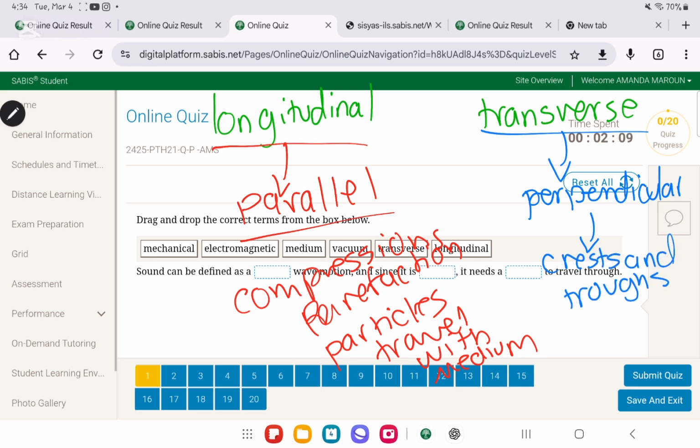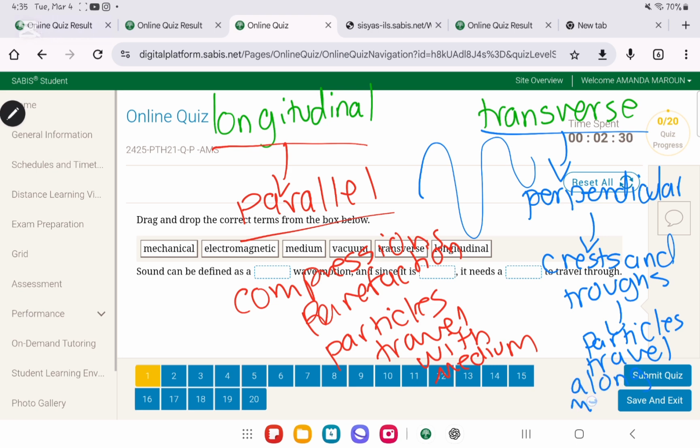Alright, so it has peaks and troughs. It will look like this. It looks like a sine function. And this also means that particles travel along the medium. Alright? And what you also need to know is that longitudinal waves need a medium to travel through, whereas transverse waves can travel through vacuum.